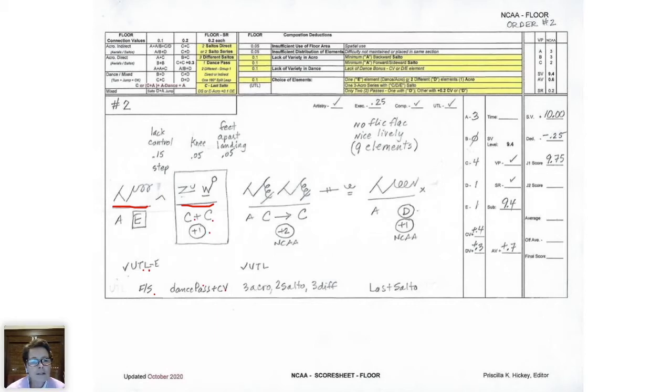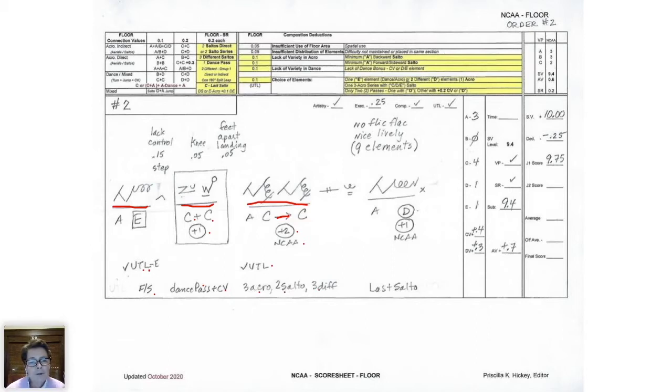Her middle pass is a round off 1.5 through to a round off 1.5. This is the indirect version for the NCAA rule of getting 2/10. It also fulfills the UTL if she needed it, but she had an E on the first pass. The middle pass fulfills the 3 acro, the 2 salto requirement, and the 3 different.